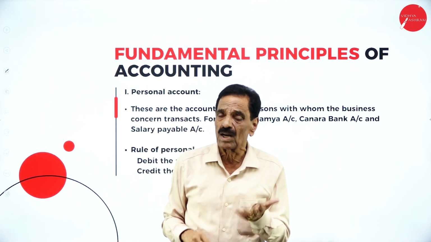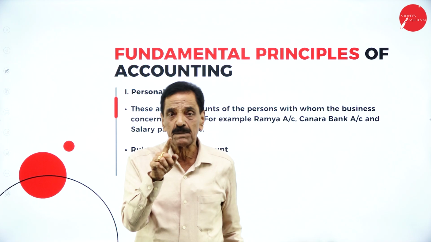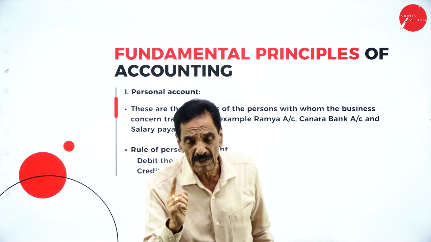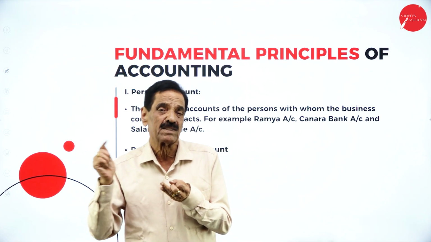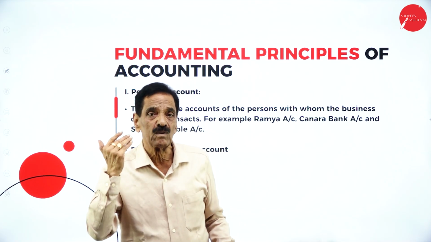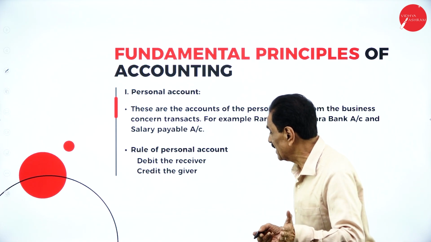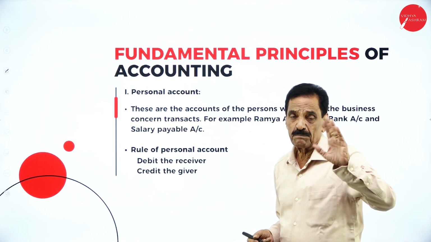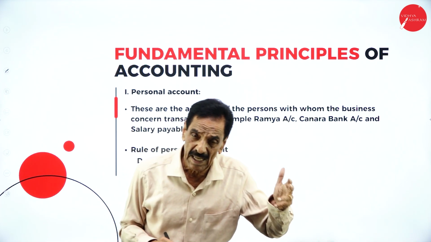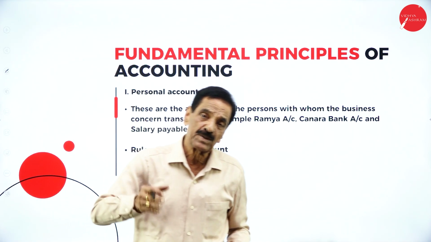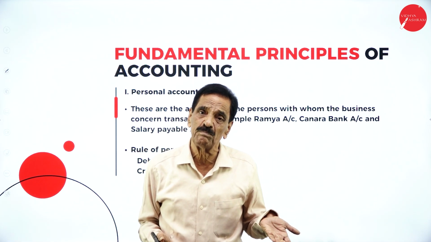The three accounts are personal account, real account, and nominal account. A personal account is one which deals with the person. Only the name will come: Raju's account, Rama's account, Krishna's account, X's account, bank account. The rule of personal account: debit the receiver and credit the giver. Debit means left hand side, credit means right hand side. The person who gives, his account should be credited. The person who receives, his account should be debited.